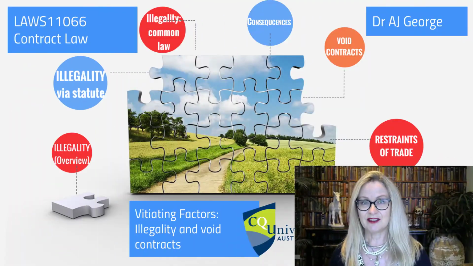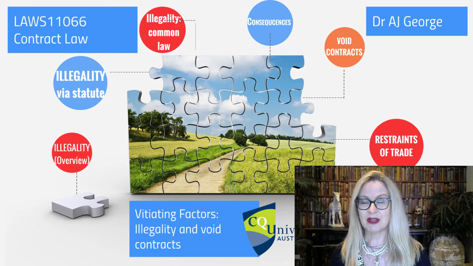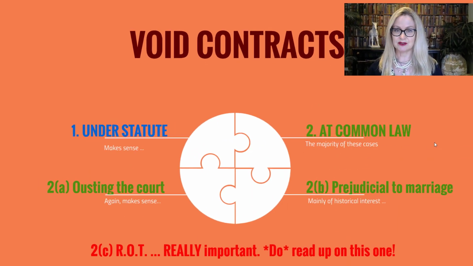This is video 3 in the video series on illegality and void contracts. And in the first video, we had a look at illegality via statute. In the second video, we had a look at illegality via common law and also the consequences that flow from illegality. In this video, we're going to have a look at void contracts and restraints of trade. So looking first at void contracts.